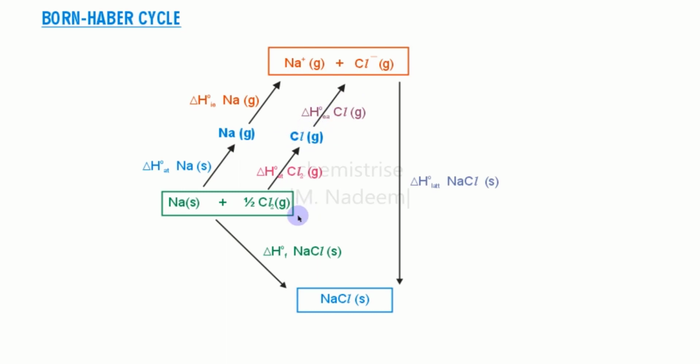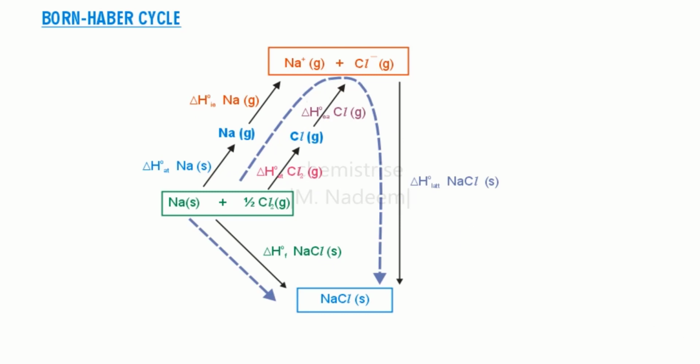So we got two routes now. The direct route is the sodium reacting with chlorine to form sodium chloride. This is the direct route, that is the enthalpy of formation, while the indirect route is the sum of all these enthalpies, and this indirect route is like this. So we can say that the enthalpy of formation of sodium chloride is equal to the sum of all these enthalpies.